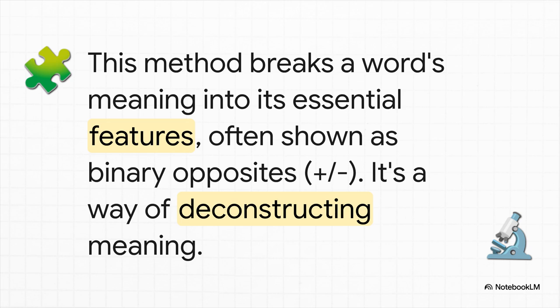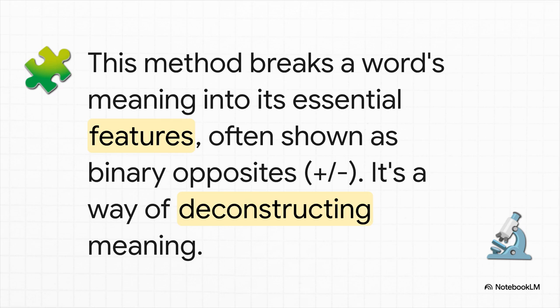So how do linguists get really scientific about these differences? Well, one of their most powerful tools is something called component analysis. It sounds complicated, but the idea is actually pretty straightforward. It's a way of breaking a word's meaning down into its basic, essential ingredients, its semantic features.